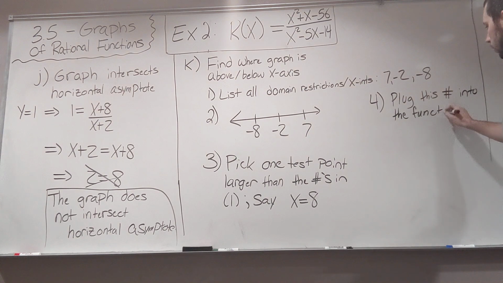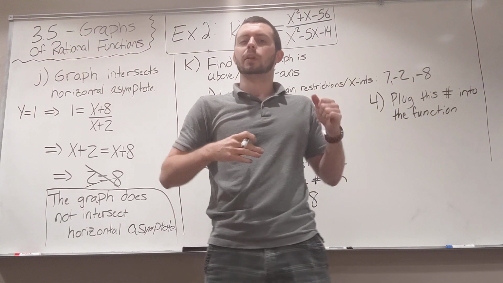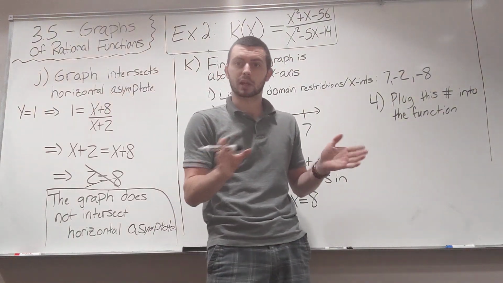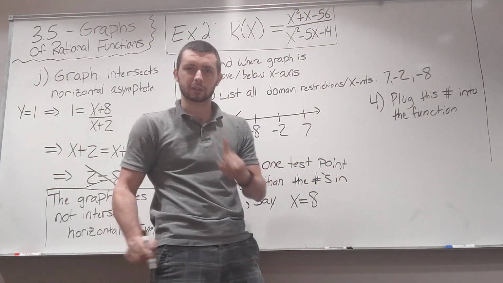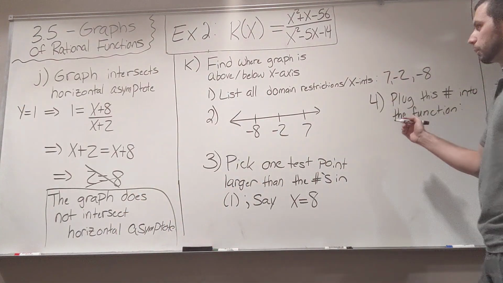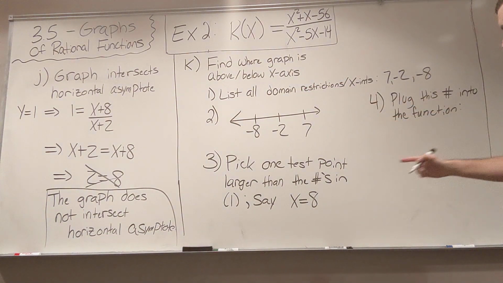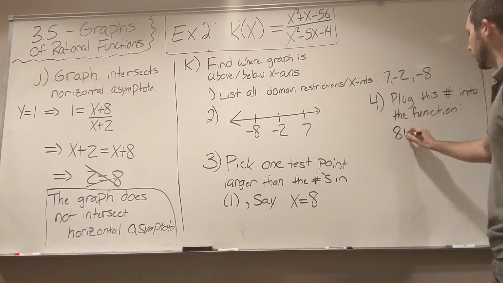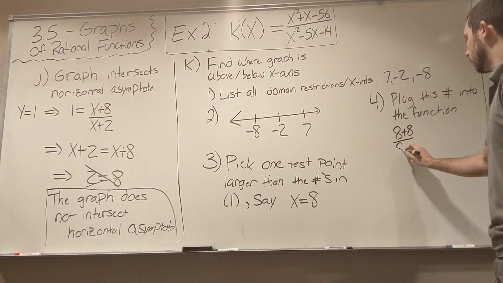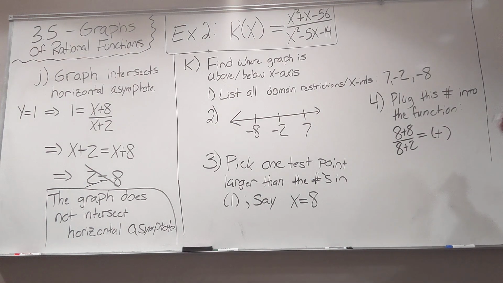And again, this part's going to seem very similar to before, but instead of a whole bunch of test points like we would have previously, we only have one test point. So it's the same exact idea though. The original function was x plus 8 divided by x plus 2. Now we're going to have 8 plus 8 divided by 8 plus 2, and we get a positive number from that. Again, remember, we don't care about the number itself. We care about the sign.